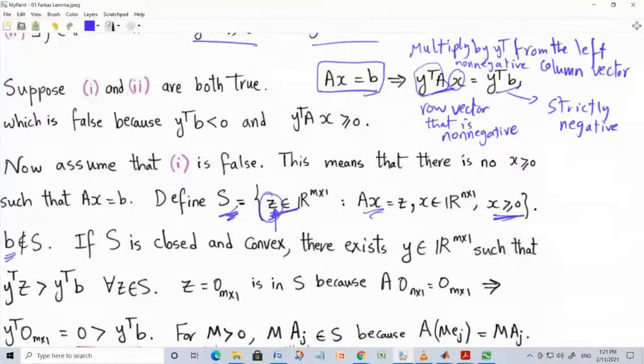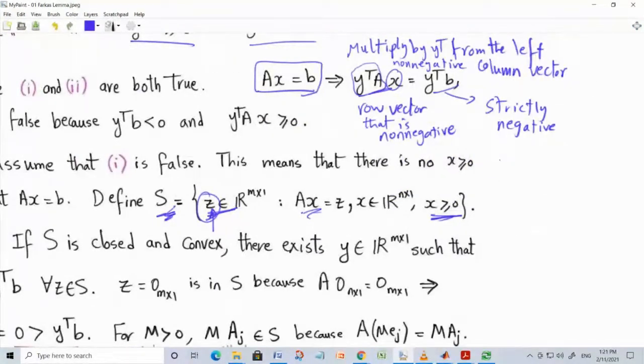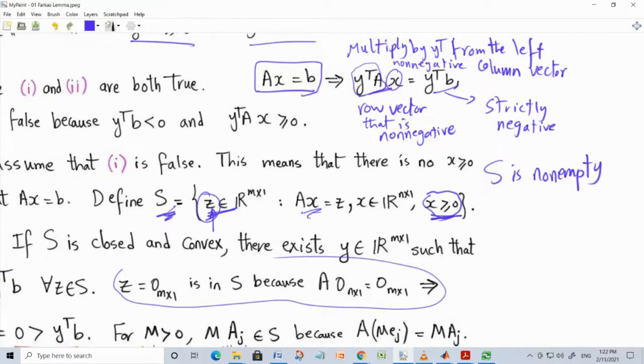Now, set S is non-empty. How do we know that it is non-empty? There is at least one vector that is guaranteed to be in S. What is the vector that is guaranteed to be in this set? The all-zero vector, right? Because the all-zero vector can be written as A multiplied by the all-zero vector, where the components of x are greater than or equal to 0. So this set is non-empty. You can always find an element, and the easiest element to think about is the all-zero vector.